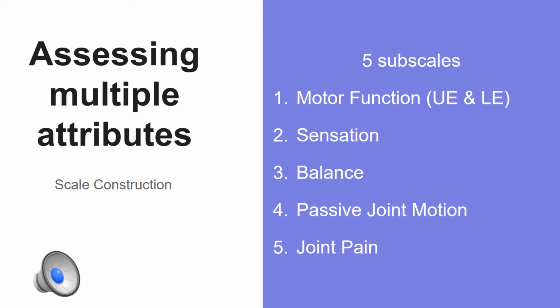The 5 subscales of the Fugl-Meyer include measurement of motor function of the upper extremity and lower extremity, sensation of the affected side, balance, passive joint motion, and joint pain.